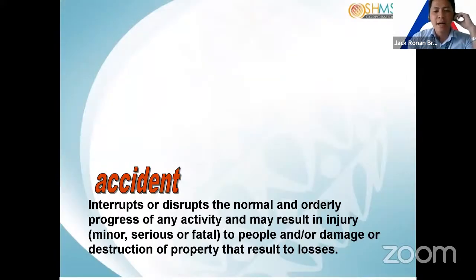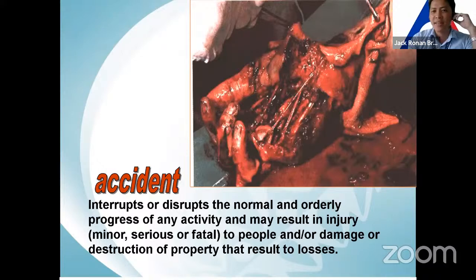So an accident interrupts or disrupts the normal and orderly progress of any activity and may result in injury to people and or damage or destruction of property, and result in losses. Okay? Again, warning. For those who cannot bear to see these graphic images, please refrain from watching. So, this one. What happened here is the machine caught the worker's hand. Okay? I don't know if this can still recover, but I think multiple sessions of physical therapy are needed after surgery just to bring back the motor skills of the worker.